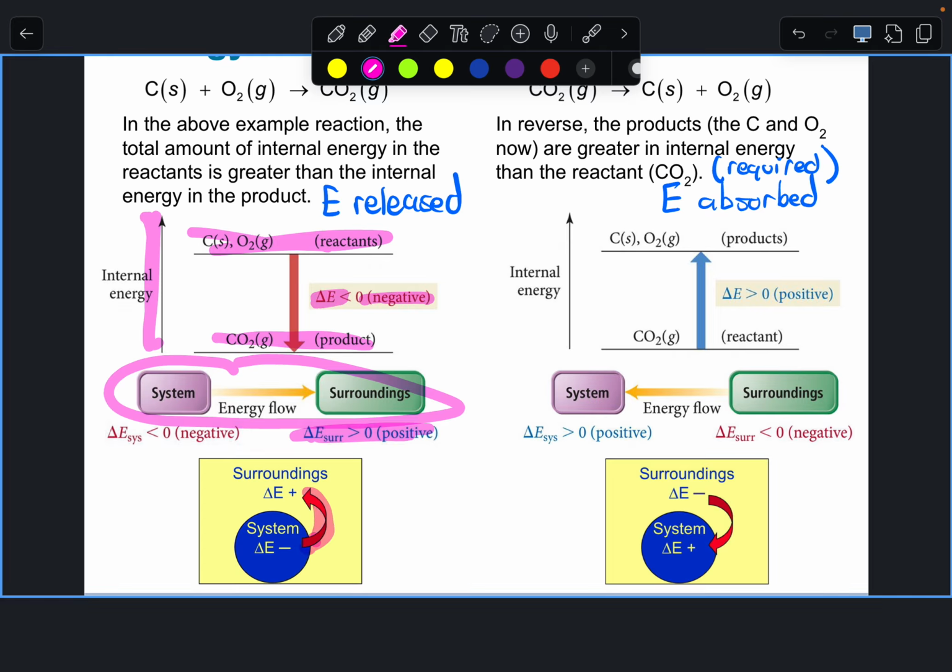These are just different representations to drill into you that this is what delta E negative means or looks like. This is what delta E positive looks like. Okay? So really just a summary of what we've been talking about already.